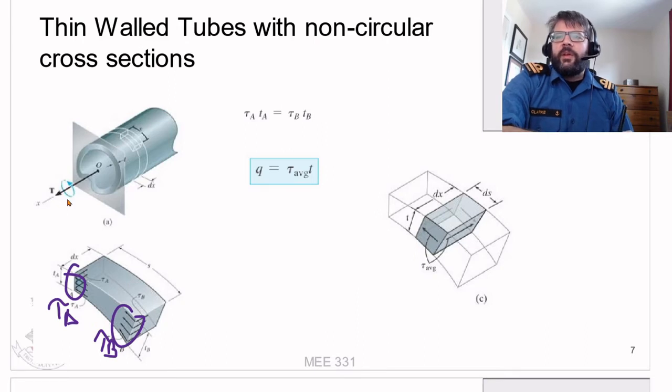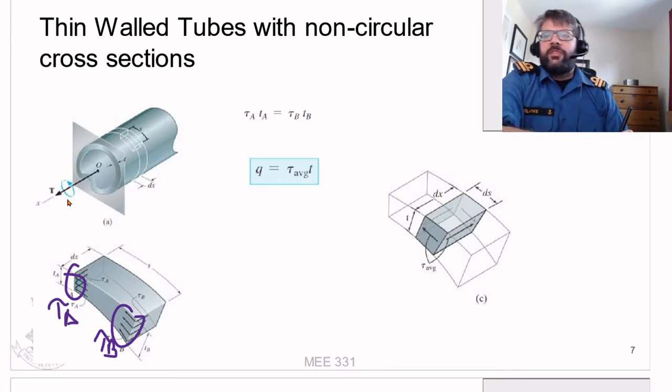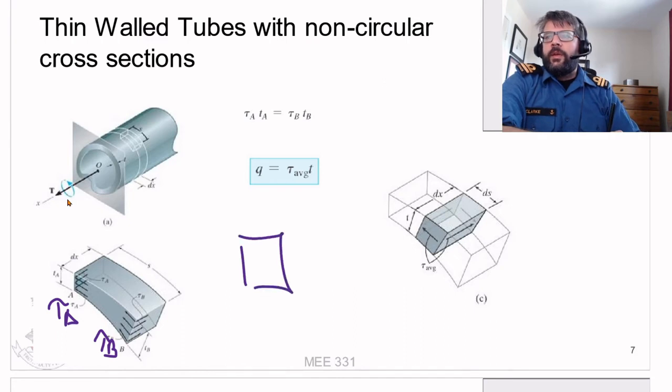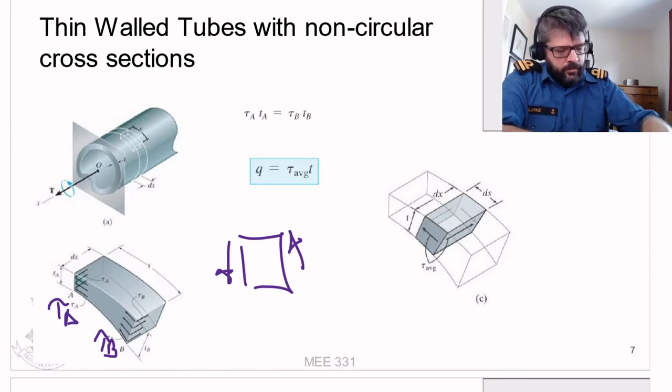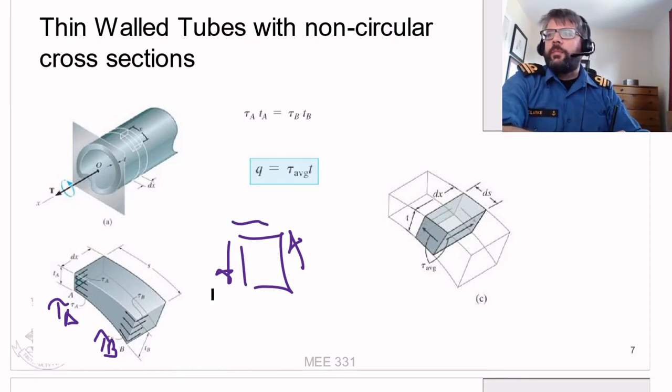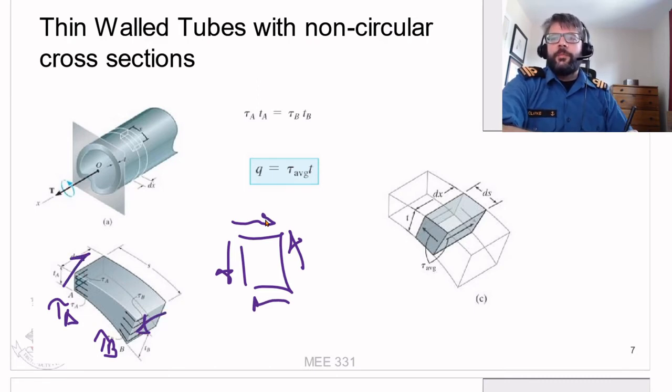Obviously, we know the way shear stress works is that anytime you have shear at a corner, it needs to be counteracted like this. My tablet is being annoying. So that's why we have these forces in this direction as well.